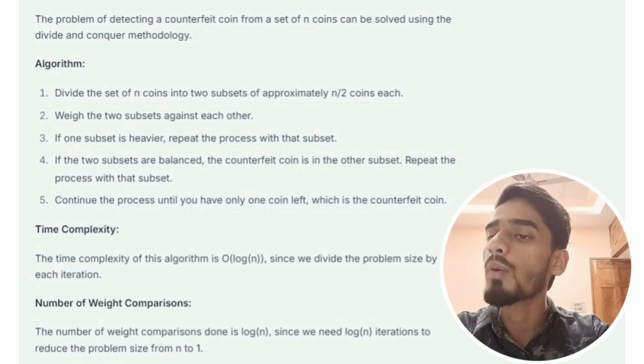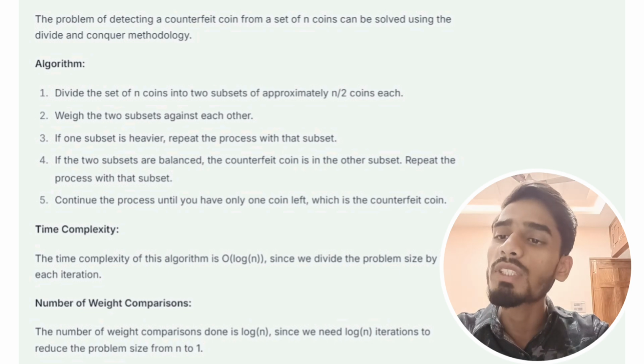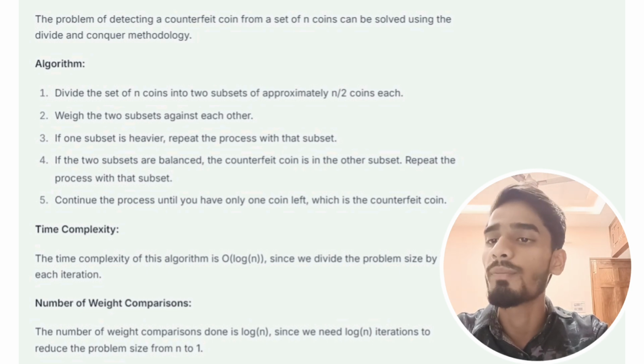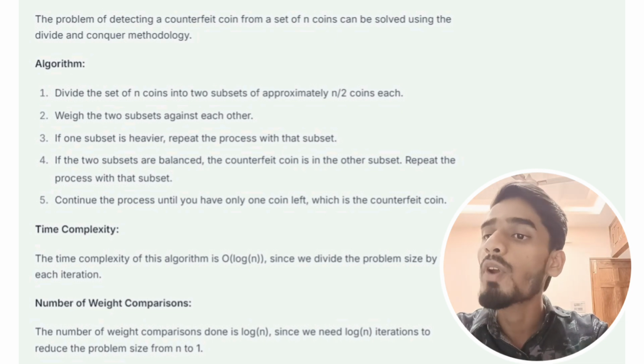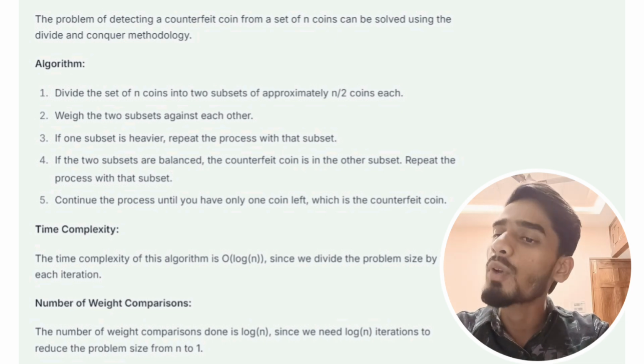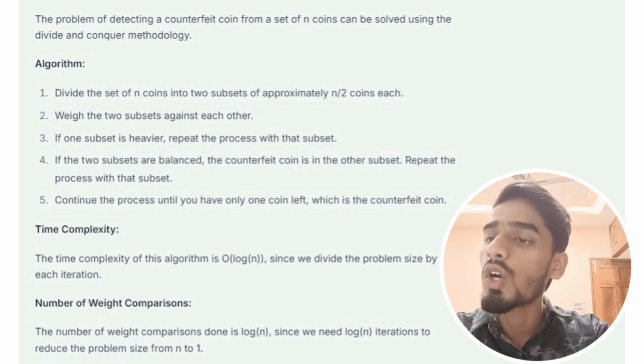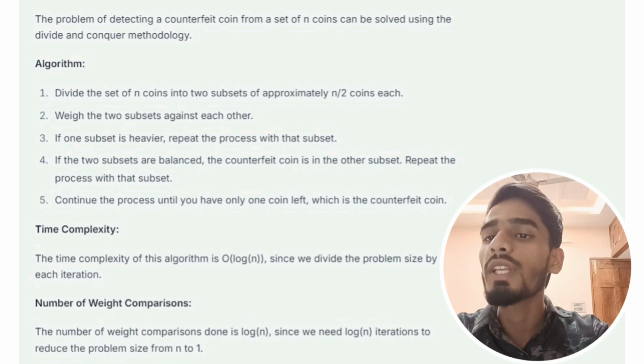Now, what is the time complexity? The time complexity of this algorithm is big O of log n, since we divide the problem size by 2 in each iteration. Number of weighing comparisons: the number of weighing comparisons done is log n, since we need log n iterations to reduce the problem size from n to 1.